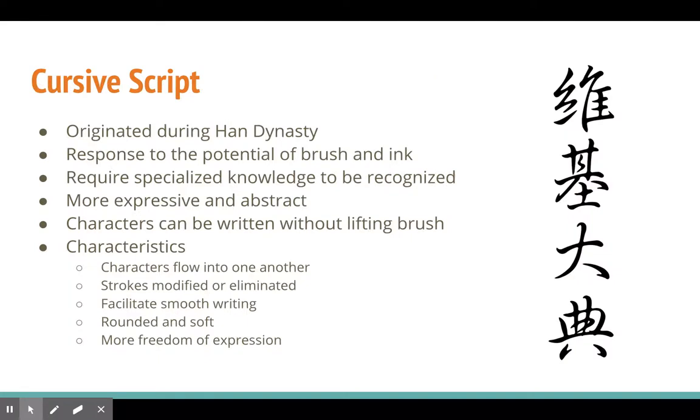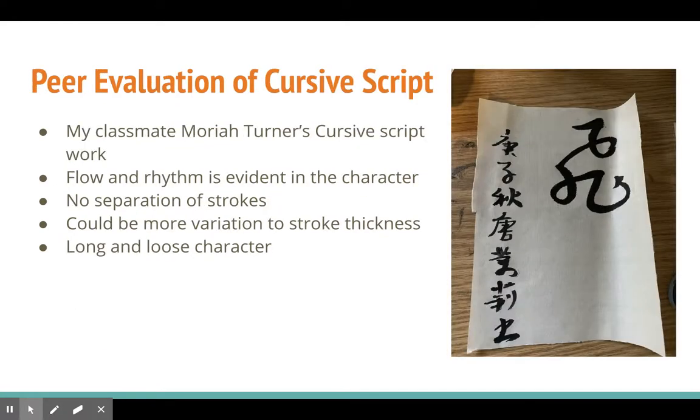Next, we have cursive script, which originated during the Han Dynasty. It was a response to the potential of the brush and ink. It requires specialized knowledge in order to recognize cursive script. It tends to be more expressive and abstract, and characters can be written without lifting the brush. Characteristics include characters that flow into one another, strokes that are modified or even eliminated in characters. It facilitates smooth writing, rounded and soft characters, and more freedom of expression.